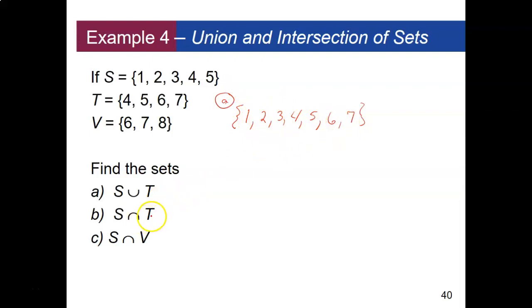If I do S intersect T, then it has to be in both S and also in T. So if I look, 4 is in S and T and 5 is in S and T. So this one would be the set that contains both 4 and 5. And then if we want to look at the intersection of S and V, we can see that nothing overlaps. So we would have the empty set for that one.